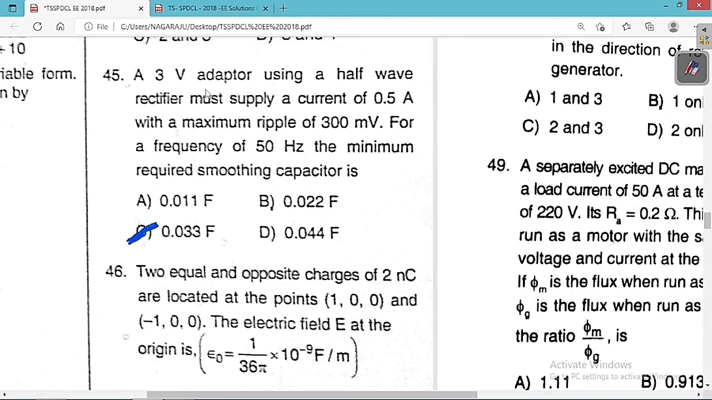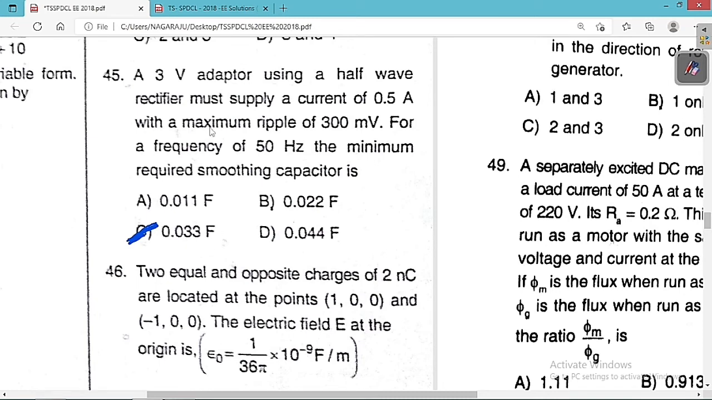See the question here. A 3 volt adapter using a half-wave rectifier must supply a current of 0.5 ampere with a maximum ripple voltage of 300 millivolt. For a frequency of 50 Hz, the minimum required smoothing capacitance is? So basically there is a load of 3 volt adapter. Here we are going to use the half-wave rectifier in order to charge this adapter. The average value of the load current is 0.5 ampere, the maximum ripple in the output voltage is 300 millivolt, and the supply frequency is 50 Hz. Then what is the minimum smoothing capacitor required to get a ripple voltage of this value? Out of the 4 options, option C, 0.0335 farad, is the correct solution of this question.